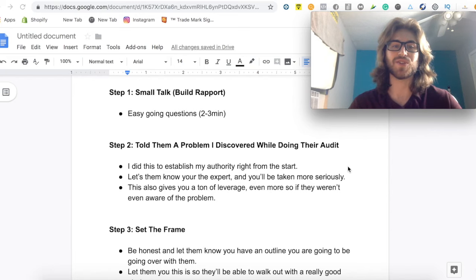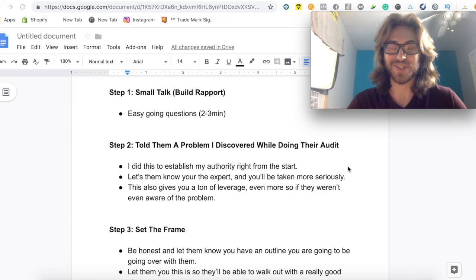And I did this so I could establish my authority right from the start. Basically, it lets them know that I'm the expert, and they'll take you way more seriously. Also, it gives you a ton of leverage because the lady didn't even know anything. Like I asked her, do you know how many searches you're getting on Google every month? And she was like, no. And I told her, you're getting 6,000 searches. And she's like, oh, wow.